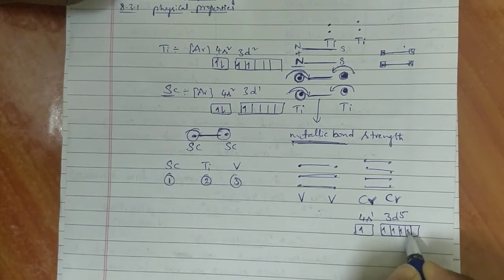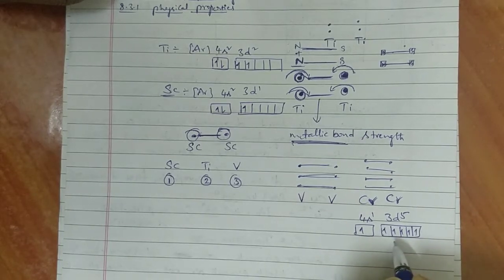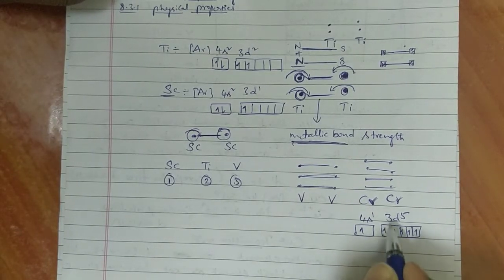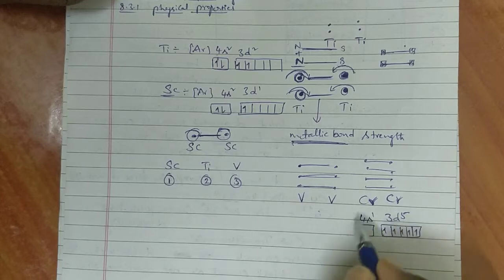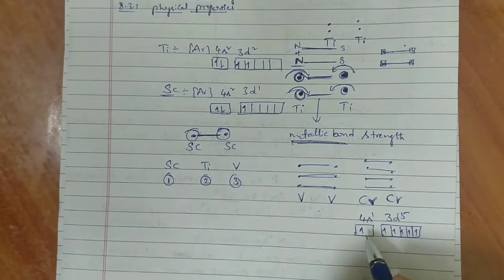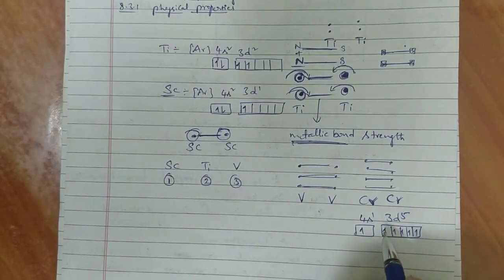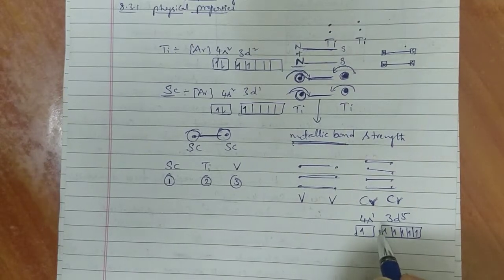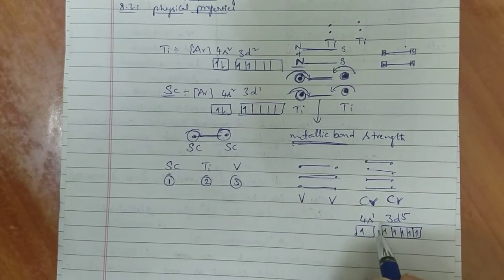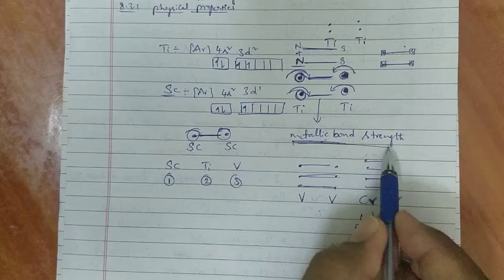1, 2, 3, 4, 5. These are also unpaired electrons. I think this is the explanation we are going to give for chromium. Let us see how they have given. So the final conclusion is, when the number of unpaired electrons increases, metallic bond strength increases.